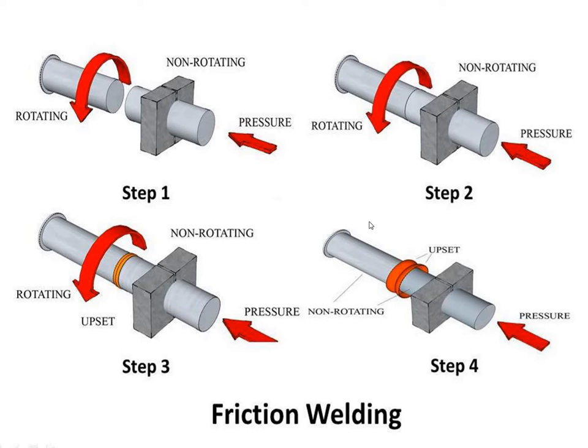Due to the friction, it creates heat. Due to the heat, both the workpieces are melted and welded together, and due to the further application of increasing pressure, both are welded permanently.